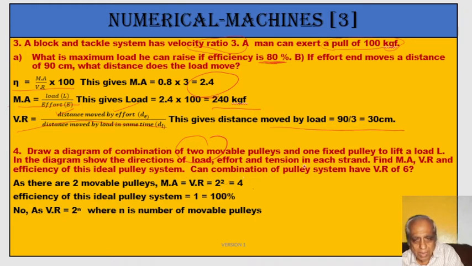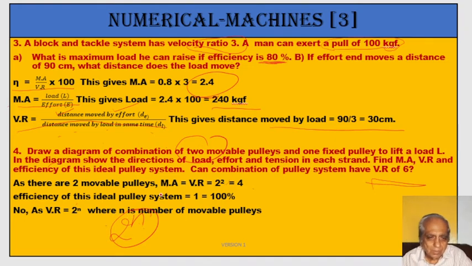Can a combination of pulleys have a velocity ratio of 6? See, velocity ratio is 2 raised to n. So if n is 1, I can have 1 movable pulley, meaning 2. If n is 2, it is 2 raised to 4. If n is 3, it is 2 raised to 8. So I cannot have a velocity ratio of 6. My velocity ratio is always 2 raised to n. Is it alright? Then we'll go to the next one.